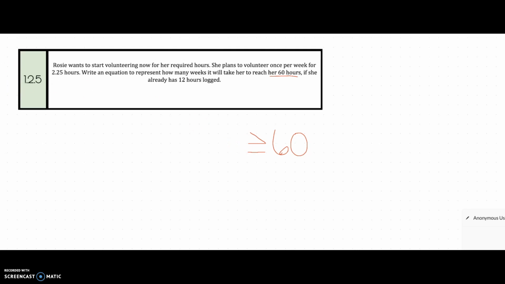Now I want to go back through and see what else is happening. So if I look through, it says that she's volunteering once a week for 2.5 hours. And we want to figure out how many weeks it will take. She also has 12 hours already logged. So if I already have 12 hours, I'm just starting with that 12. It doesn't matter how many weeks go by. Then I'm adding any additional hours. And the additional hours that I'm adding are the 2.25 that happen every week.